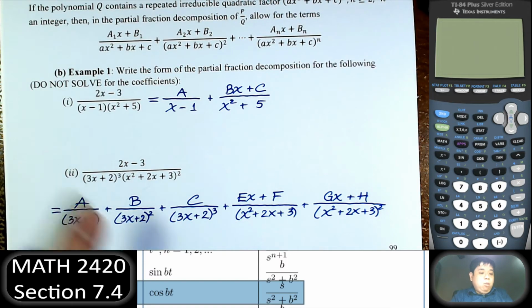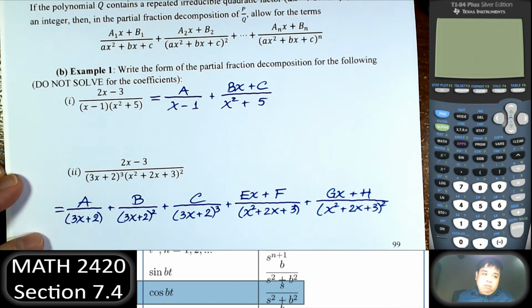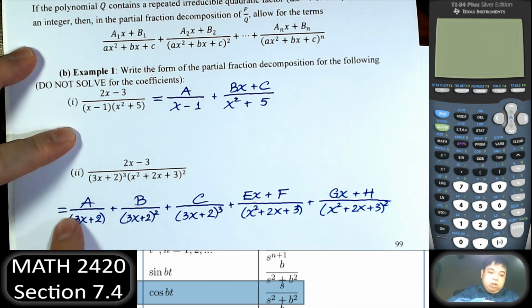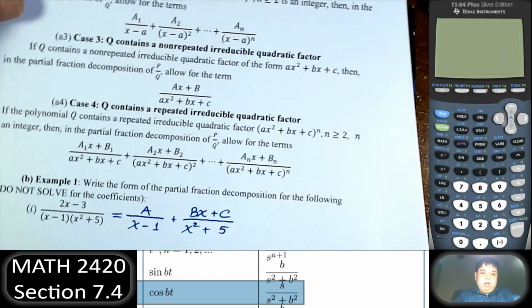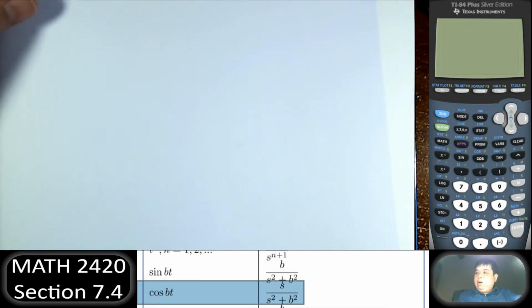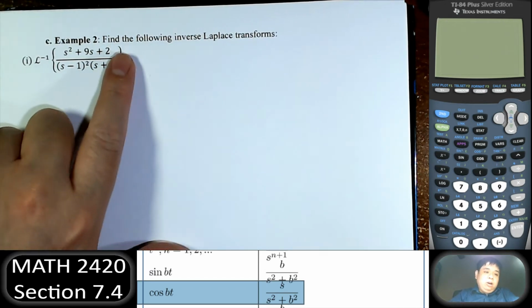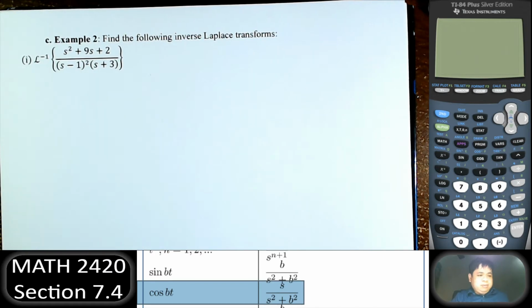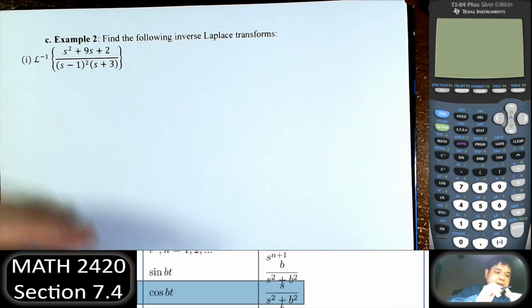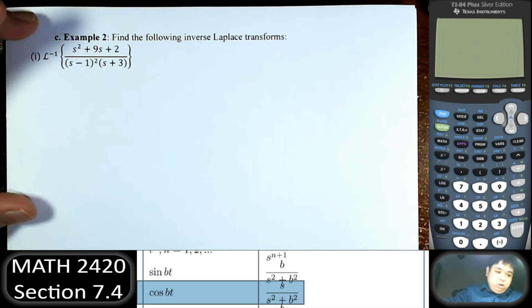When we multiply both sides by the common denominator, we can find the coefficients, and once we have the coefficients, we can find the Laplace transform. So this is what we are going to do here. Find the following inverse Laplace transform of that. Okay, so first we have to do the partial fraction. The first step is the partial fraction.